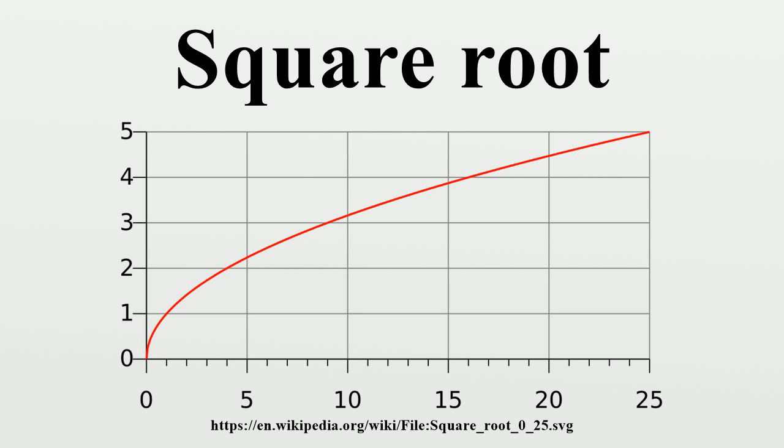The square root of x is rational if and only if x is a rational number that can be represented as a ratio of two perfect squares. The square root function maps rational numbers into algebraic numbers. The square root function is continuous for all non-negative x and differentiable for all positive x.